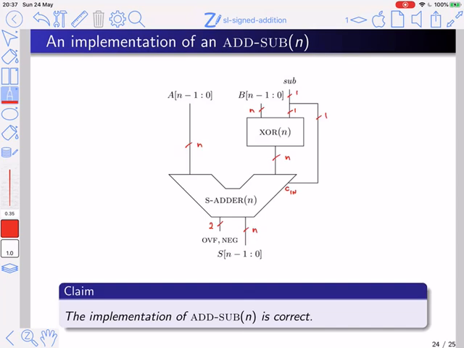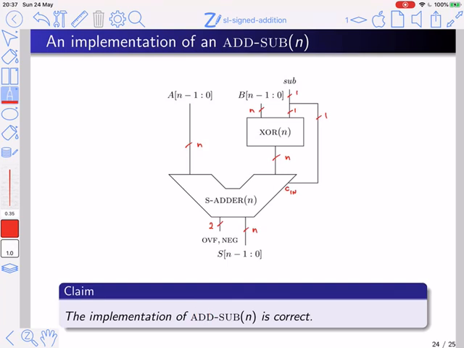Here's an implementation of an add, subtract, in. We have a signed adder here. It is fed by A on one side, and on the other side we take B. We pass it through a bitwise XOR with sub, and we take the sub bit and we insert it as the carry-in input of the signed adder. Finally, we have a real use for this carry-in bit. The signed adder has three outputs, the string S, which denotes the sum, and the two flags, overflow and negative.